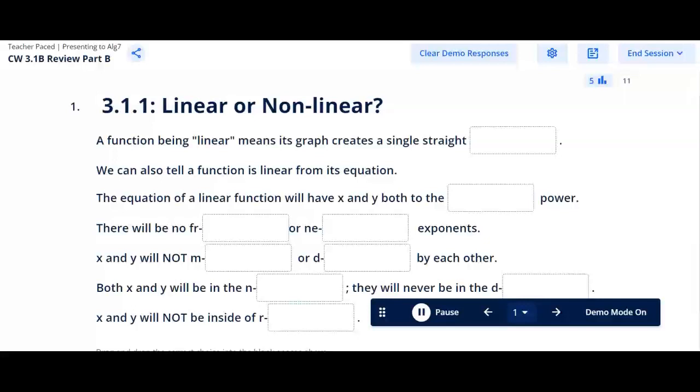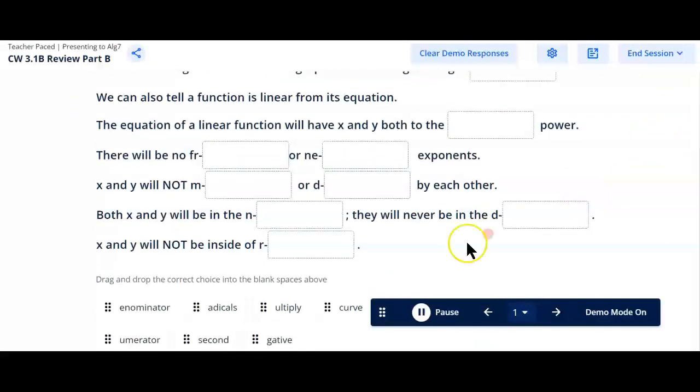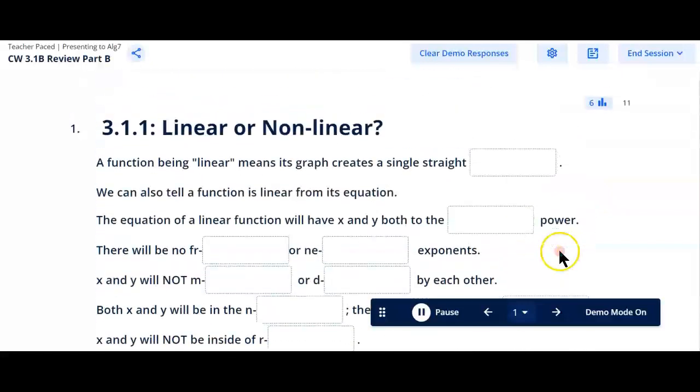All right, so this is our 3.1b, which is a review of the first 3 objectives of 3.1 in preparation for our test. We're starting with linear or nonlinear, and if you're on a device like an iPad where you have problems with clicking and dragging, you can tap and place. So you don't have to drag, you can just tap and place, if you find that easier.